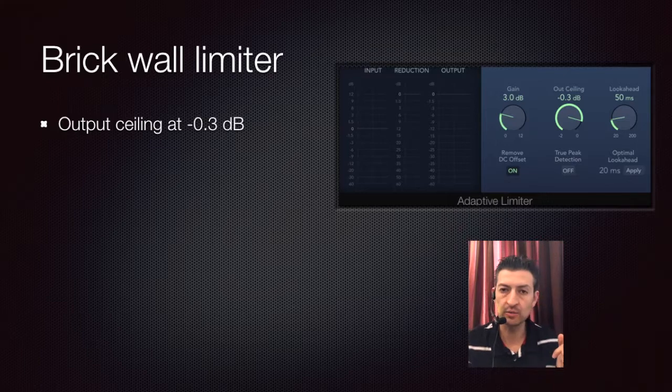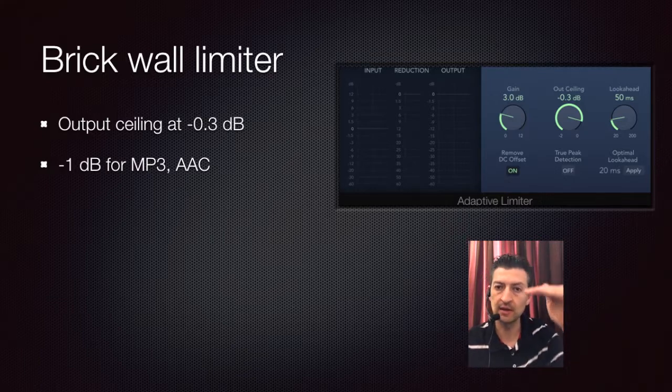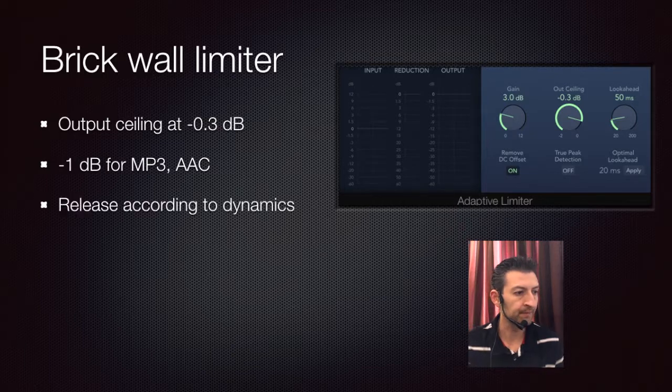A good recommendation would be around minus 0.3 dBs if we are working with audio files, like WAV files. But if we are working for MP3 or another coding system, then it's recommended to have it a little lower, around minus 1 dB would be good.